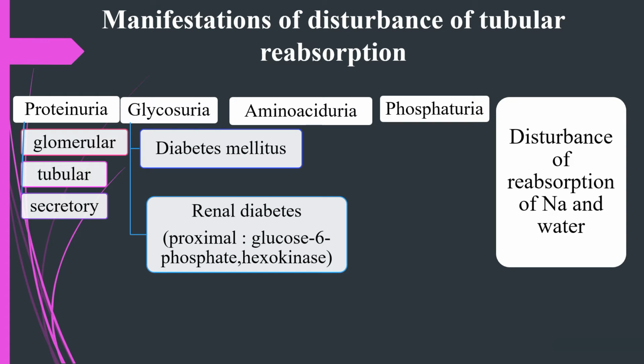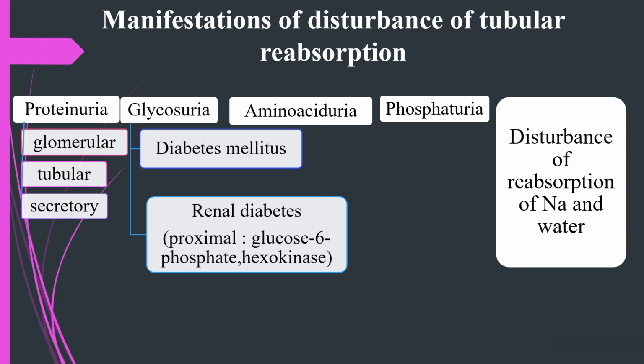glucosuria. Reabsorption of glucose occurs in the proximal tubule under the enzymes hexokinase and glucose-6-phosphatase. In hereditary or acquired deficiency of these enzymes, glucosuria is observed. Hyperglycemia is not observed. This is called renal diabetes. Polyuria and polydipsia are observed.